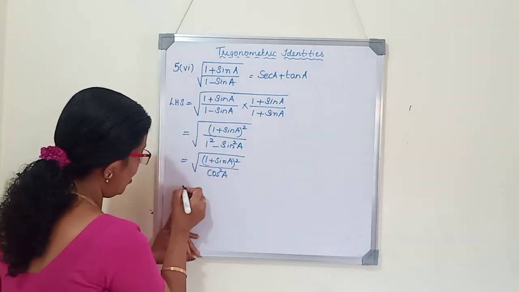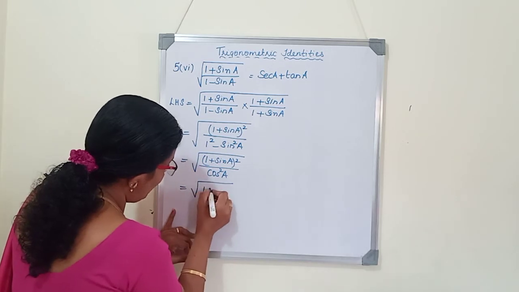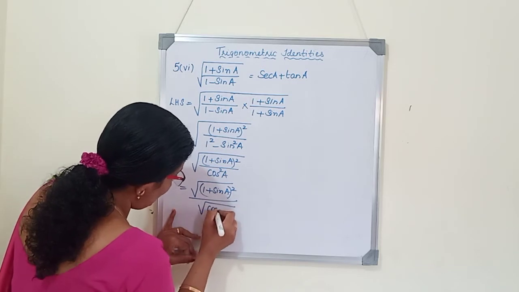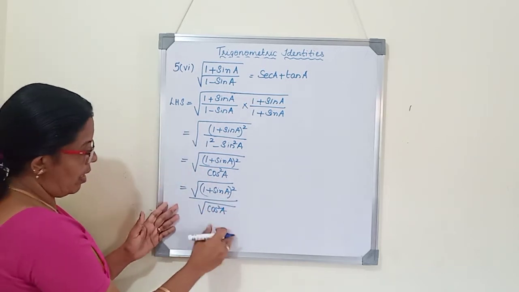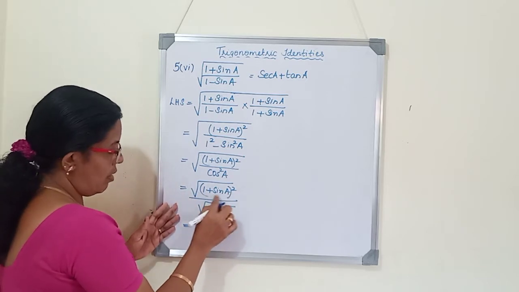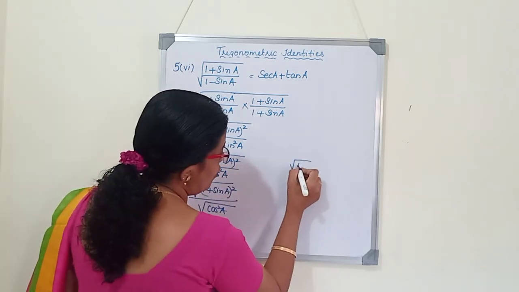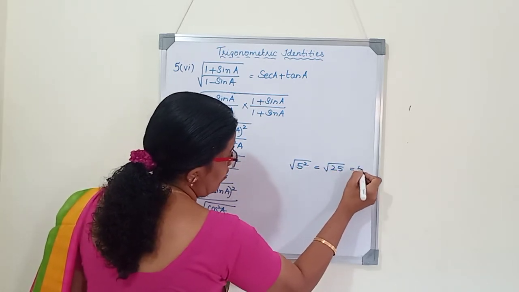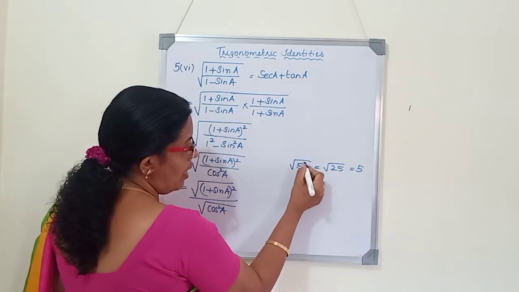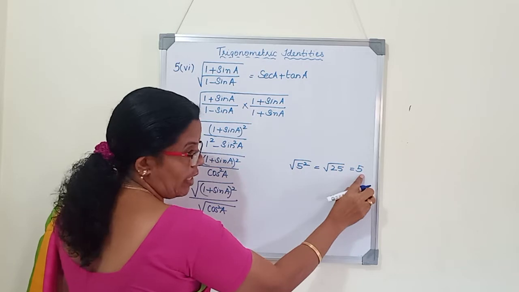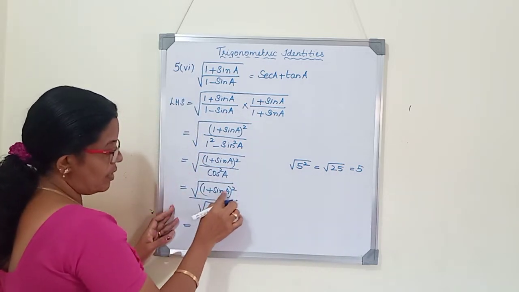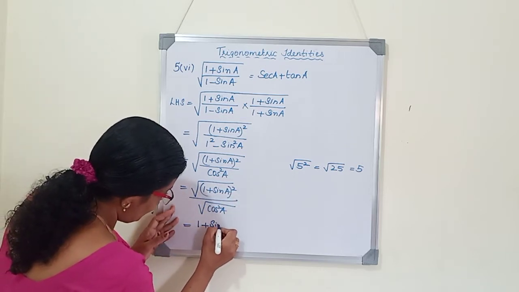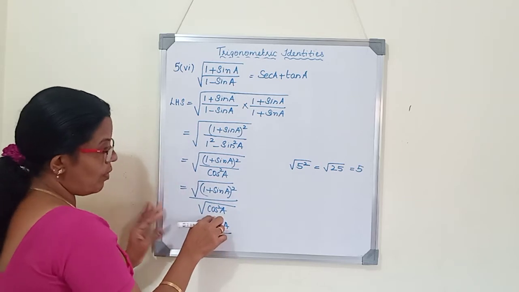Now we will write the root separately. That is, root of (1 plus sin A) the whole square divided by root of cos square A. Numerator and denominator separately, we put the roots in. Now, you see (1 plus sin A) the whole square under root. What is the square root of 5 square? We know that the square root of 5 square is the square root of 25, and that is 5. So whenever we write root of any number square, the square and root will cancel, we will get the number. Same way, root of (1 plus sin A) the whole square, the root and square will cancel, we will get 1 plus sin A, divided by the square root of cos square A, which is cos A.